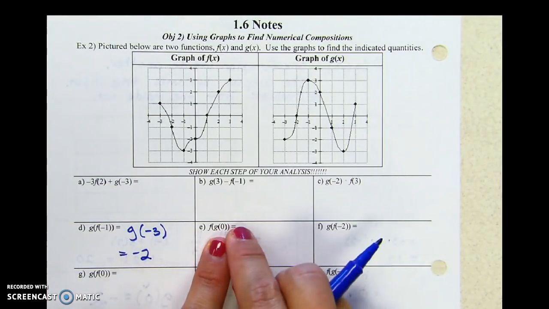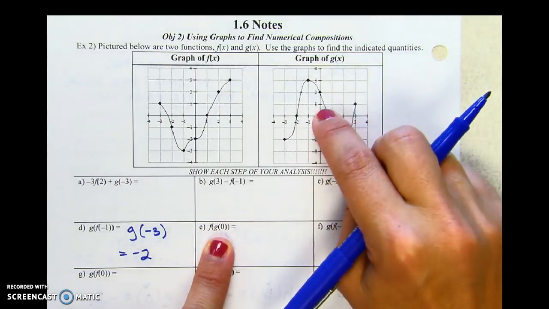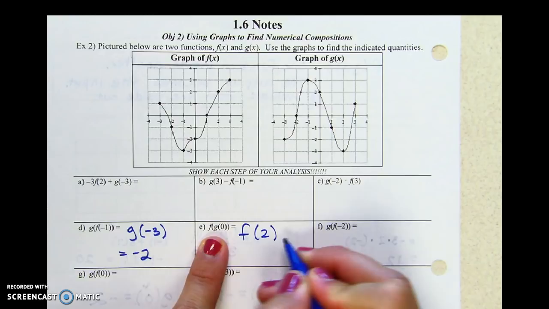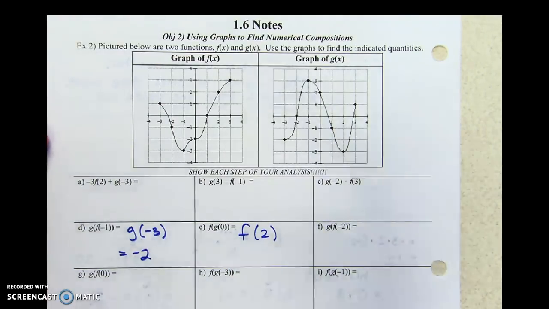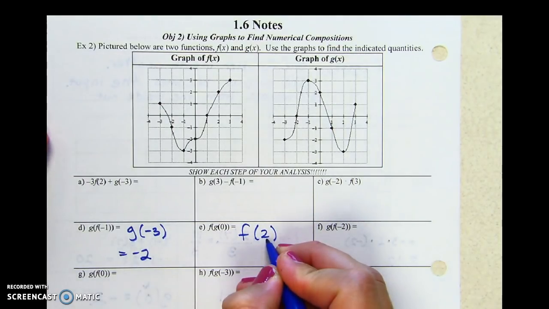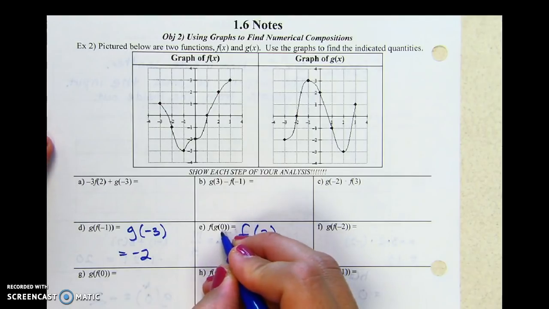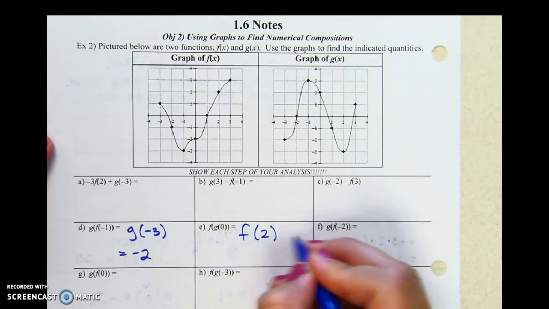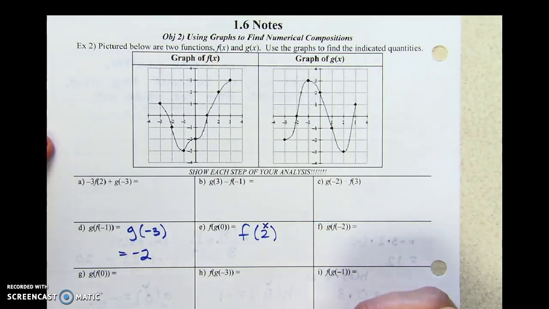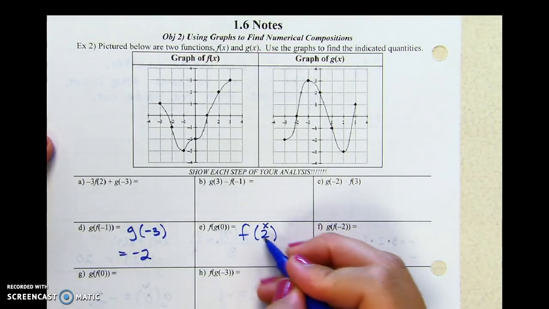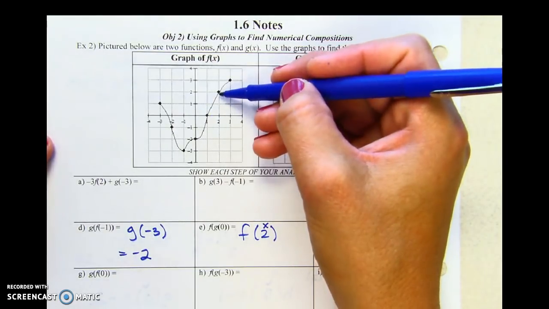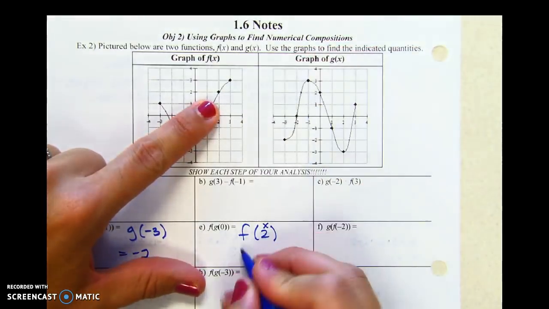G of 0. Here's 0. What's the y value? 2. F of 2. So now, what we're saying, this 2 was a y value. So the output, the y value for g, now becomes the x value for f. So f of 2, look on the f graph, when x is 2, we have a y value of also 2.